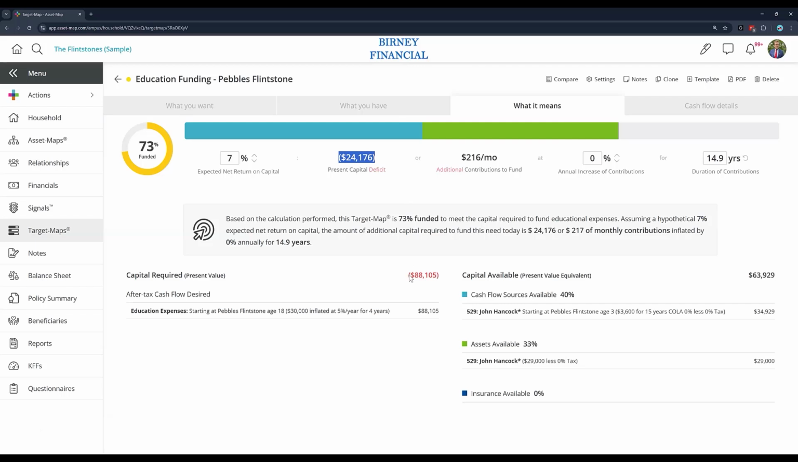Awesome. Look what also went down though. The capital I'm required to have right now is a smaller number. Why is that? Because that net return on capital is a growth rate on my assets, but it also acts as a discount rate on those future cash flows. If I have $1 in this hand over here that I can earn 7% on, I need less dollars in that hand than the one over here that only earns 6%. Makes sense?